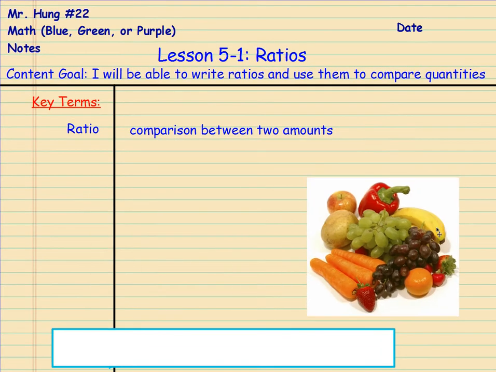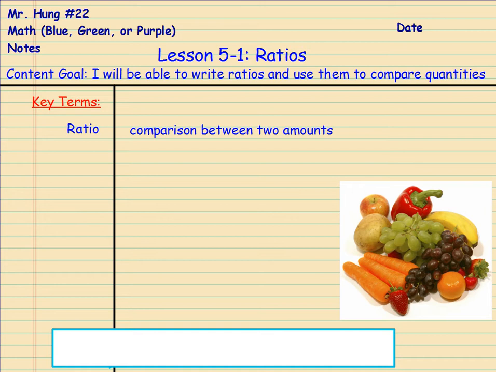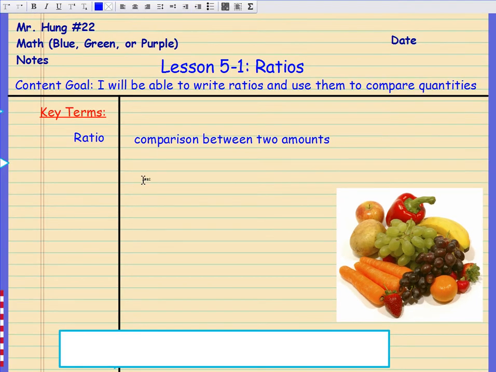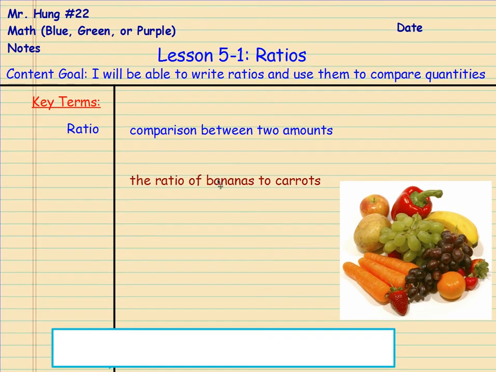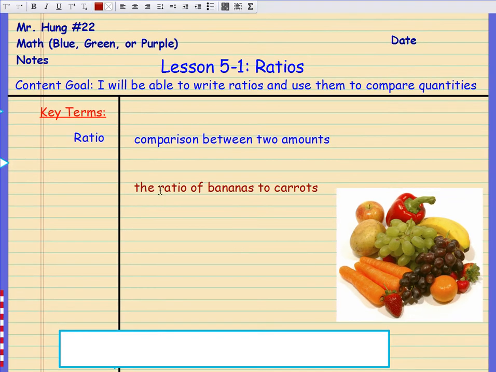Let's look at this picture with fruits and vegetables. And let's look at the ratio of bananas to carrots. Now, you might be already counting. How many bananas are there in this picture? There's only one that I see. How many carrots are there? There's 1, 2, 3. So the ratio of bananas to carrots is 1 to 3. 1 banana to 3 carrots.